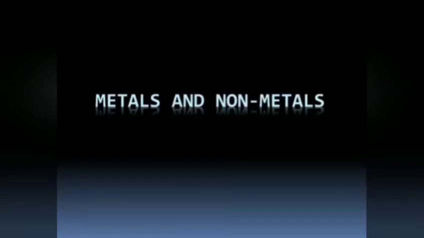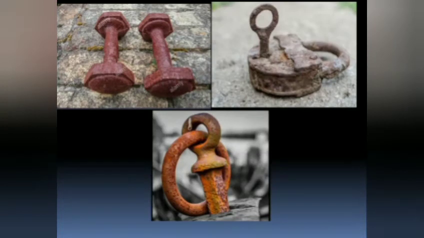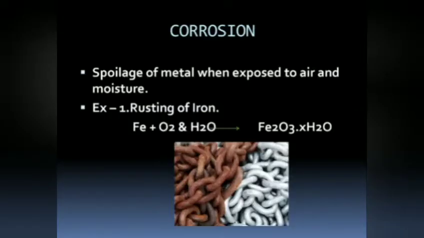Students, we are studying the chapter metals and non-metals. So this is the final video on this chapter. Now let us have a look at these pictures. What comes to your mind when you see these pictures? Yes, obviously rust. Am I right? So what is rust? What are the conditions which are required for the formation of rust? These things we are going to study under the topic corrosion.